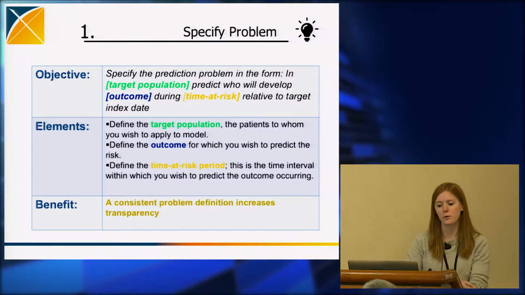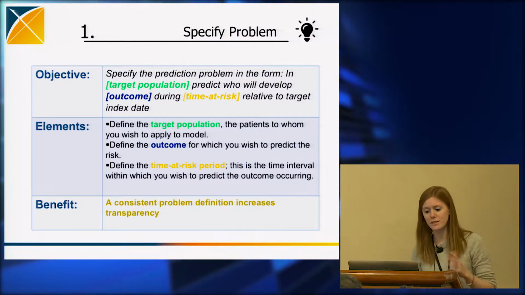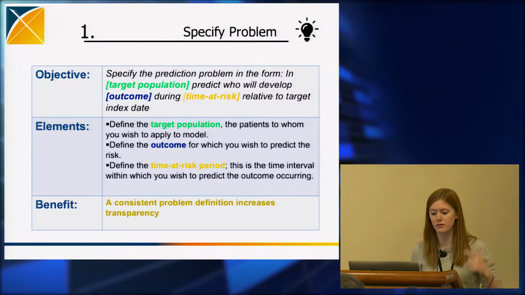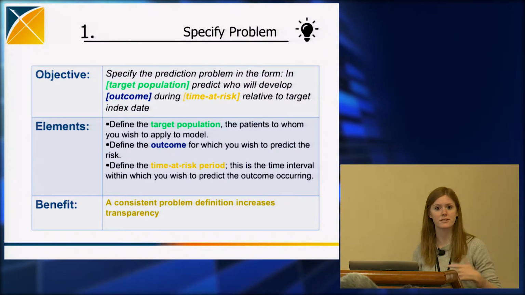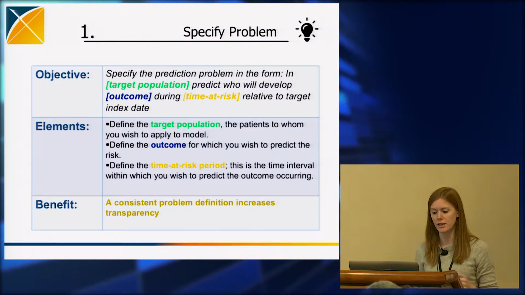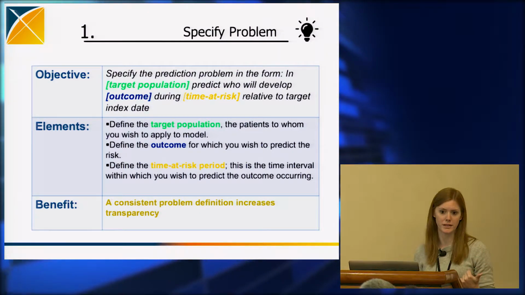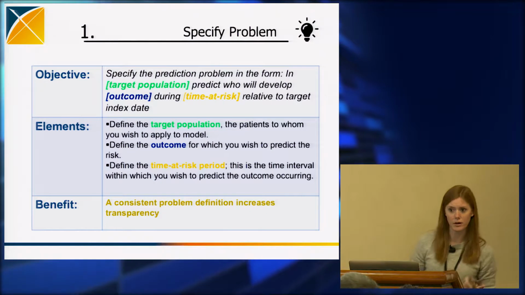So to specify the problem, the aim is to use our standardized definition of within some target population, which is the people you want to do the prediction, predict some outcome during some time at risk. So you need to specify your target population and the outcome and the time at risk.